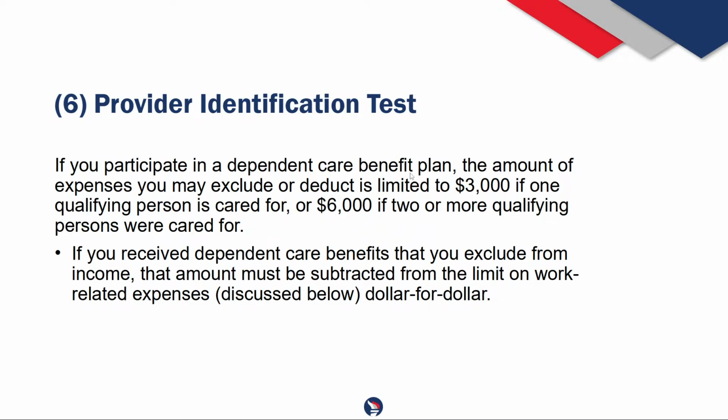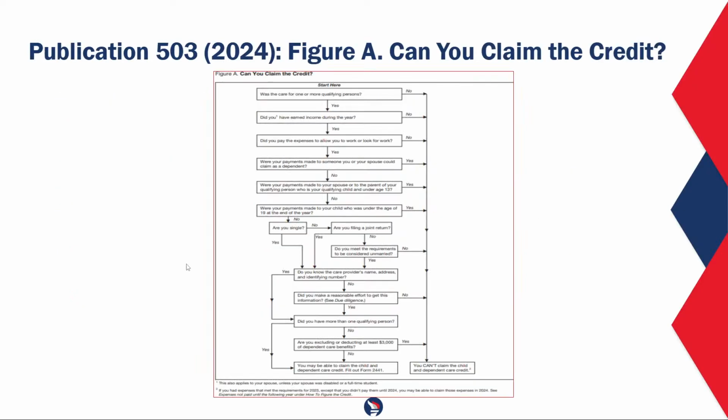If you participate in the Dependent Care Benefit Program, the amount of expenses you may include or deduct is limited to $3,000, or $6,000 for two or more. $3,000 for the first, $6,000 for everyone. So if I'm getting dependent care expenses tax-free from my employer for daycare, I have to take that amount of tax-free income and factor it in when I'm figuring the credit. Use that first $3,000 first, and whatever's left over, that's the amount of money that I can use to qualify for the credit.